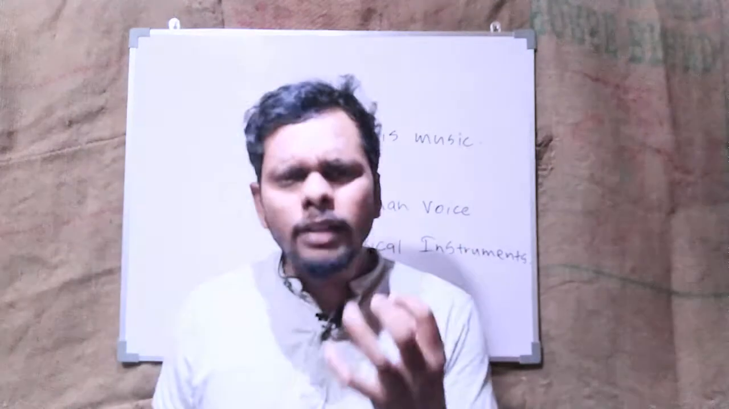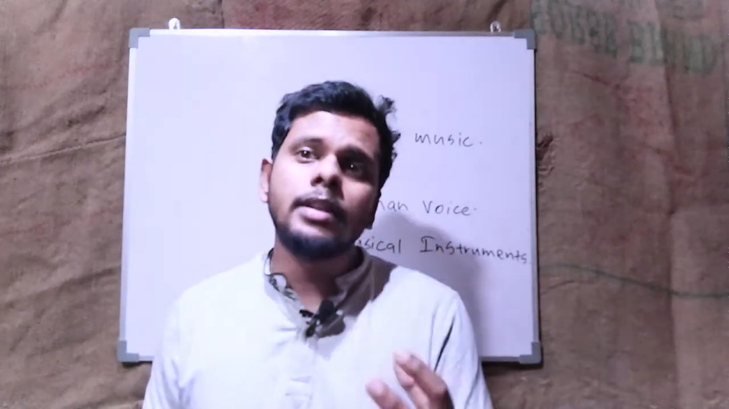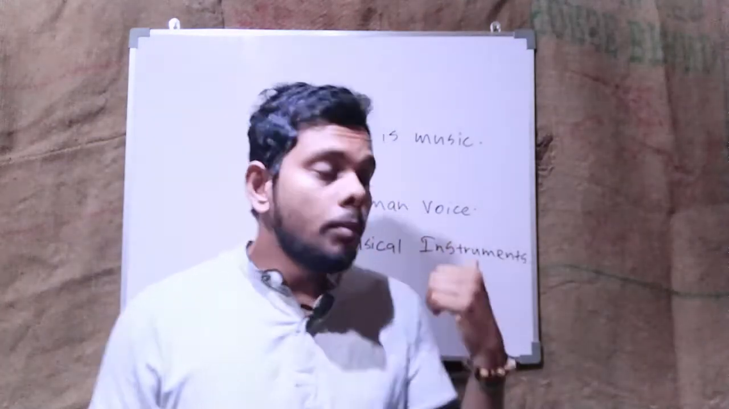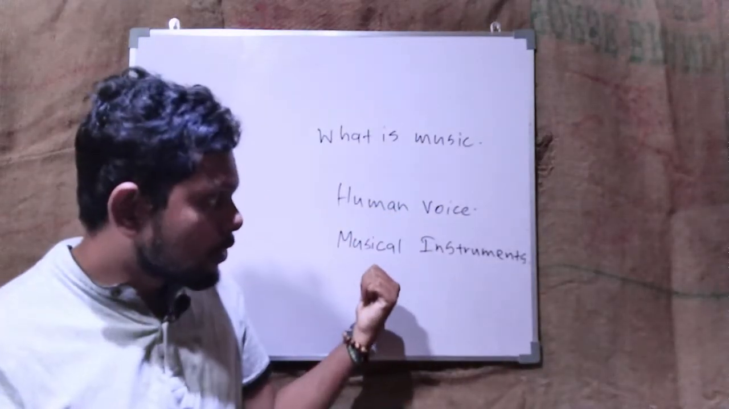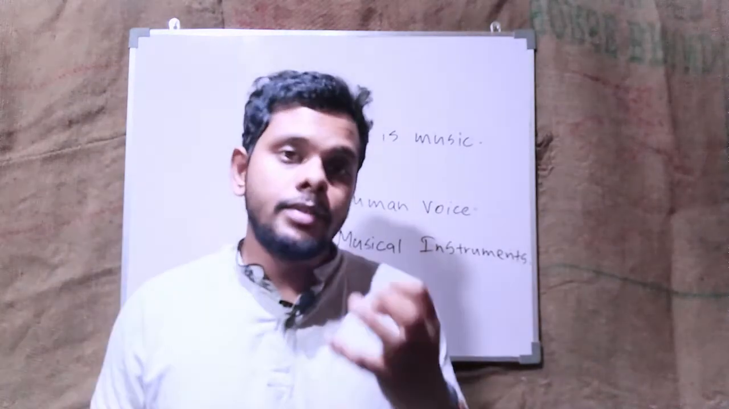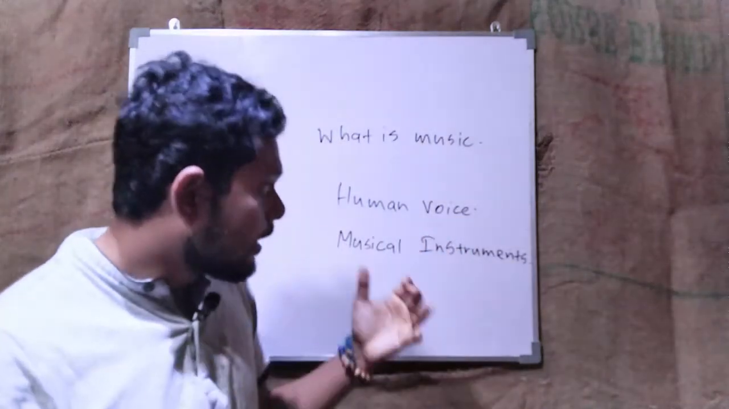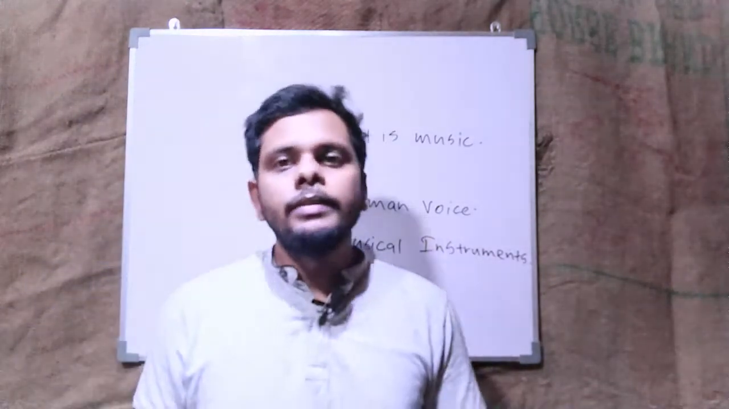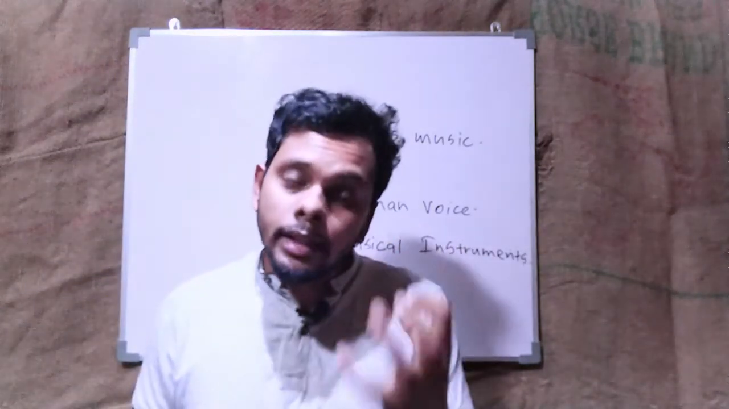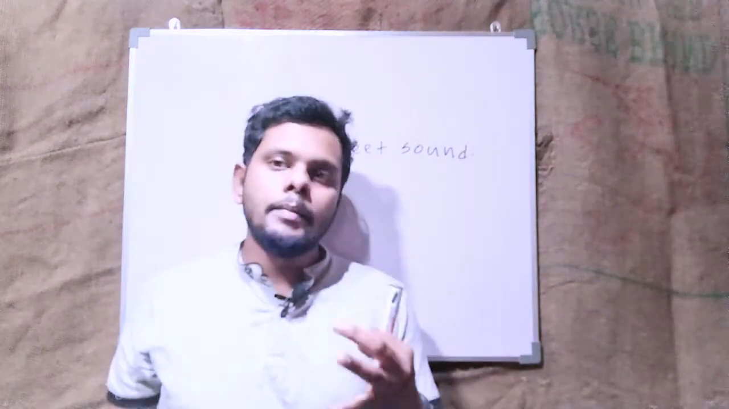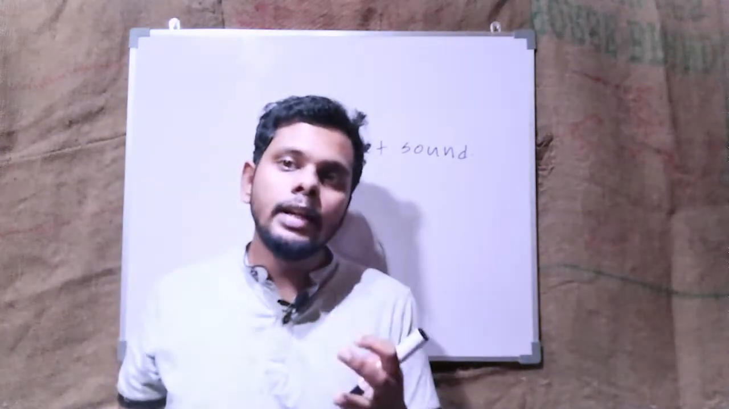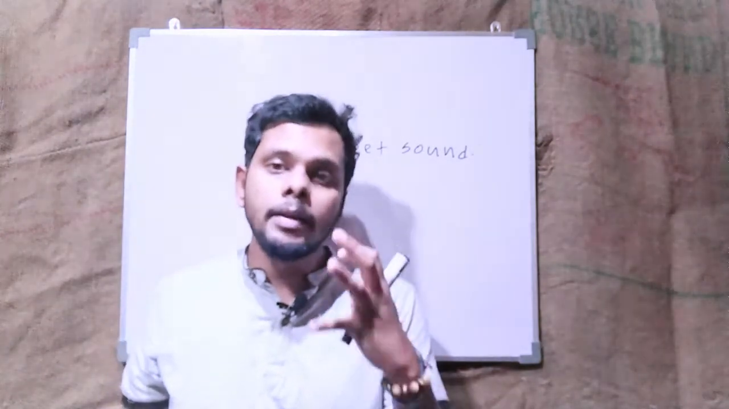Then you know what is music. Music is the creation of sweet sound that one can hear using human voice and musical instruments. Then we learn music is a sweet sound. We are now talking about the sweet sound. The sweet sound we hear can be divided into three main parts.